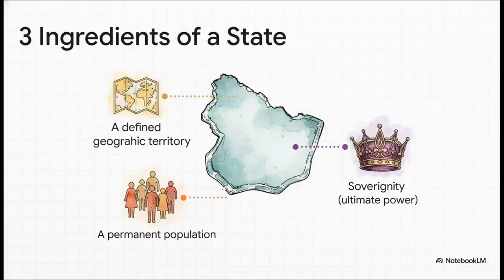So, to be a true state on the world stage, you've got to have all three of these things. That's exactly why Ohio, even though we call it a state, isn't a sovereign state like, say, France is. Ohio is part of a bigger federal government, right? It answers to Washington, D.C. France, on the other hand, answers to no one. That is sovereignty in action.